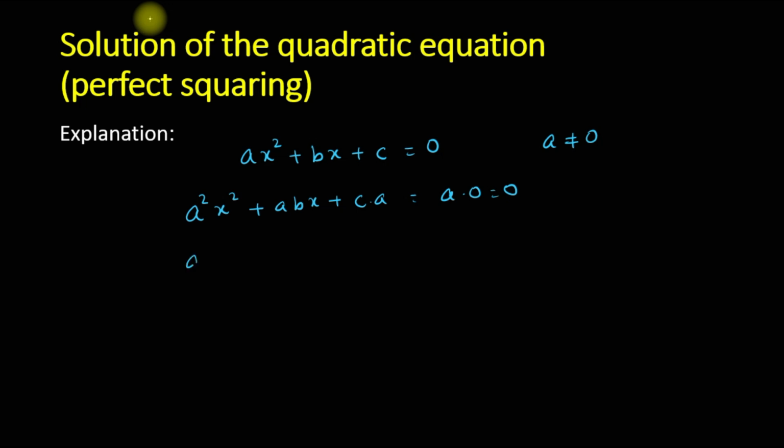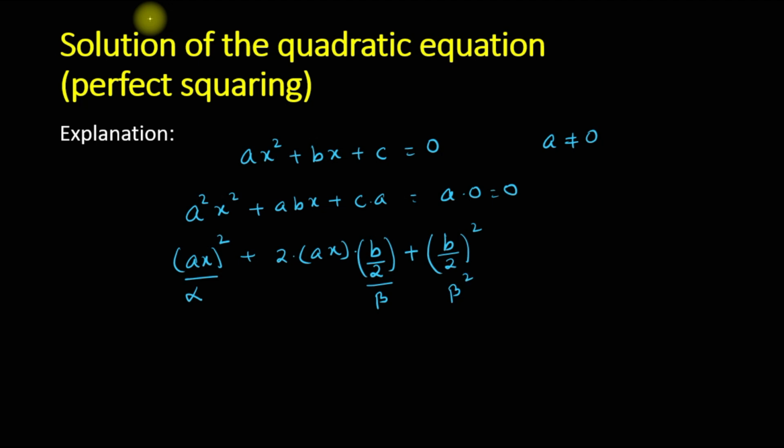Now we can write a²x² as (ax)², plus abx, which can be written as 2 × a × x × b/2, because the 2 and 2 cancel out, so we get abx. If we assume that ax is alpha and b/2 is beta, then for simplicity we can write (b/2)², which is beta squared.